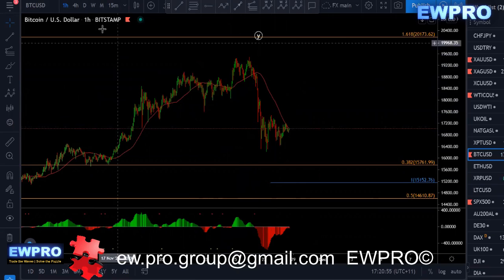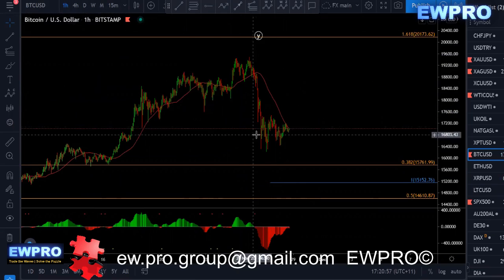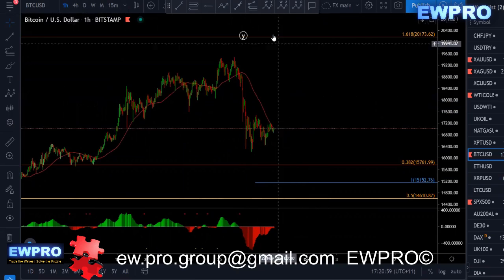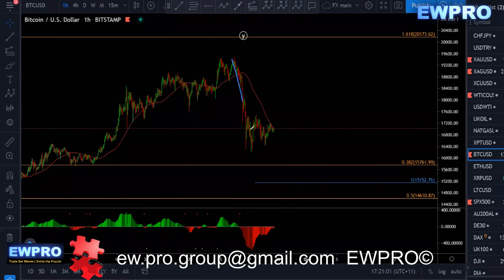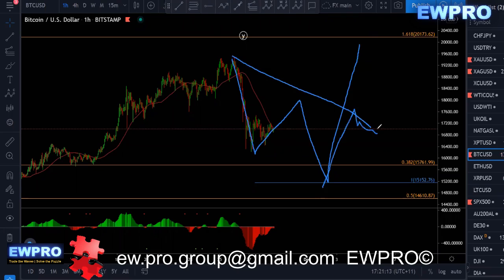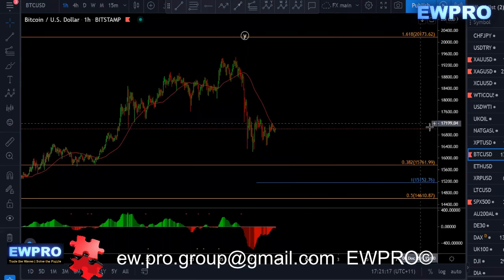The H4 does have that bull hidden, but it's not confirmed. So we really need this A, B, C on the daily, on the H1, before we can look for that bull hidden on the H4 for the Z up. And then you need that trend line break, a little flag or correction before you look for that buy. So it could take some time.